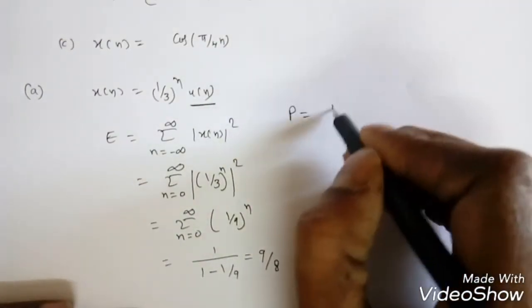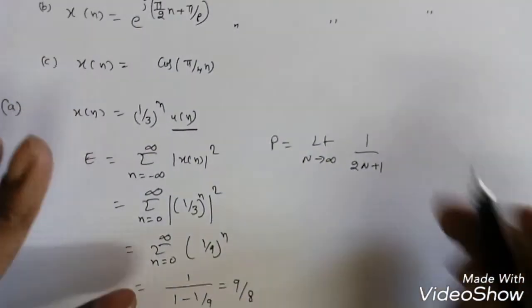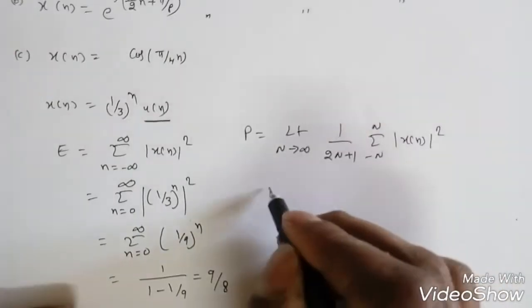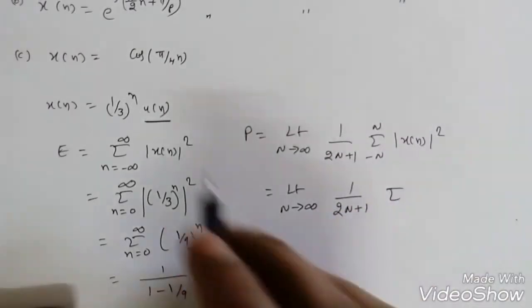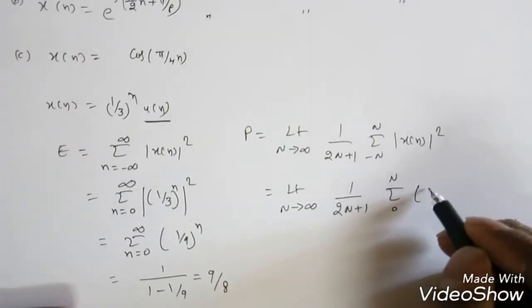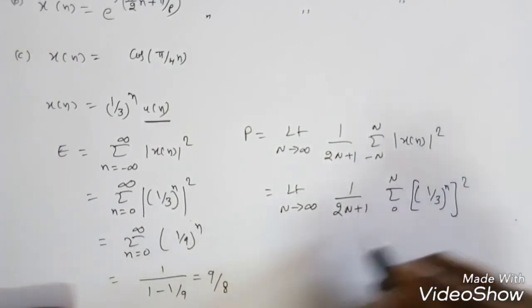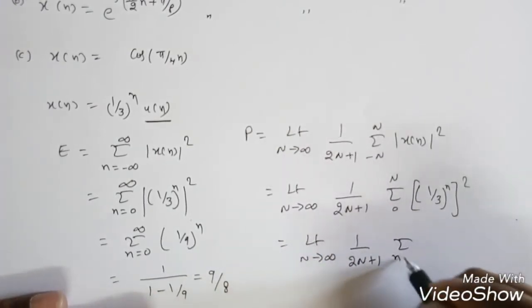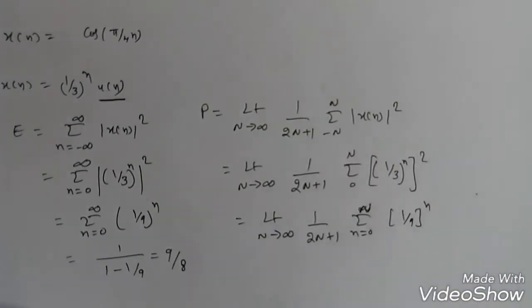What is the power? Limit n tends to infinity 1 by 2n plus 1, sigma minus n to n mod x of n whole square. This is the formula. So limit n tends to infinity 1 by 2n plus 1 sigma. For u of n it will become 0, this is n only. So again we will get 1 by 3 whole power n square. So again limit n tends to infinity 1 by 2n plus 1 sigma n equal to 0 to capital N 1 by 9 power n, right?